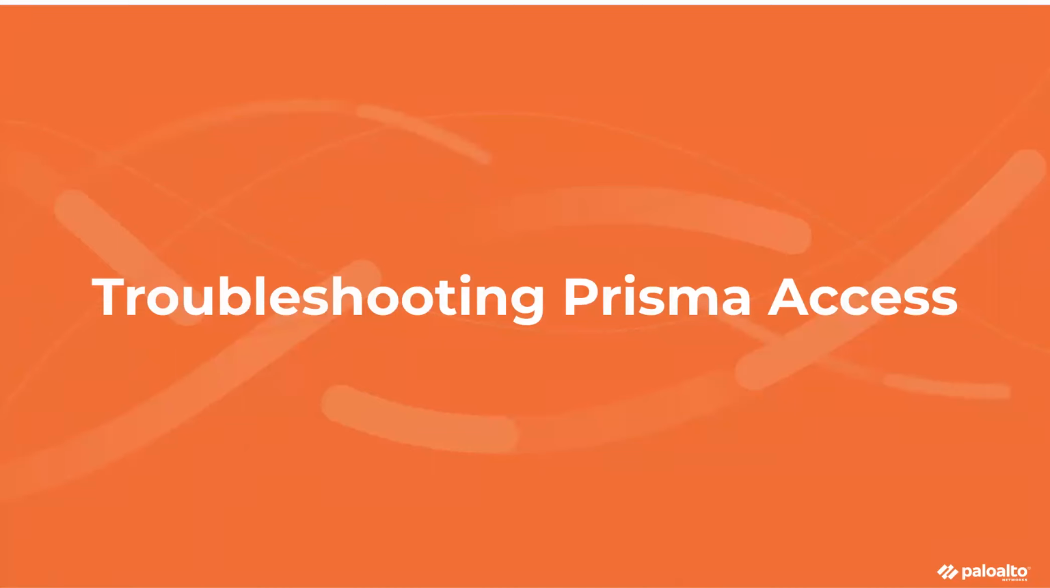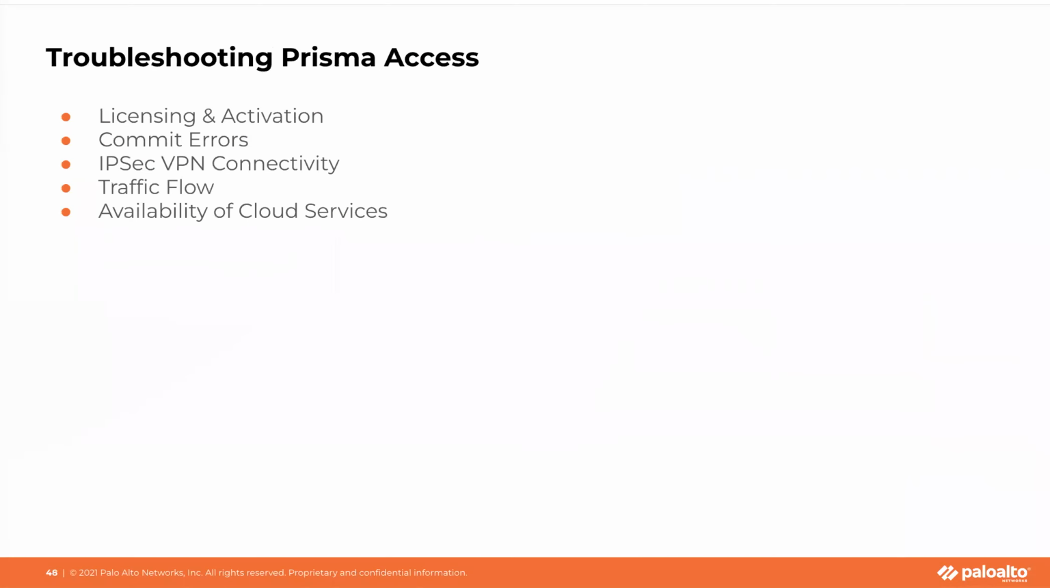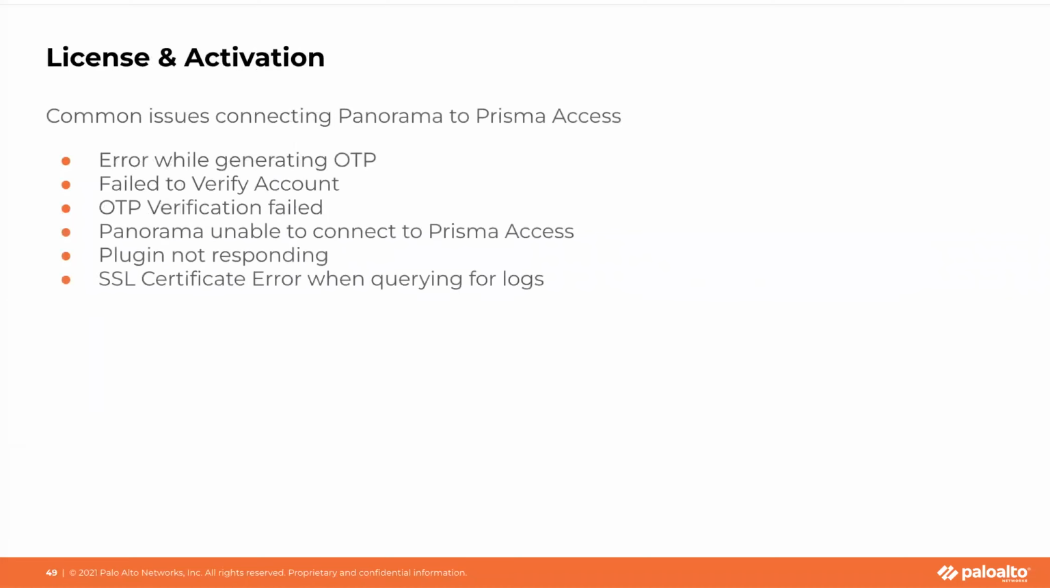Now let's talk about some Prisma Access troubleshooting common scenarios and issues. Here I will be talking about some of the errors or issues which are related to license activation, commit errors, IPsec connectivity, traffic flows, availability of cloud services, and also some of the self-help resources.